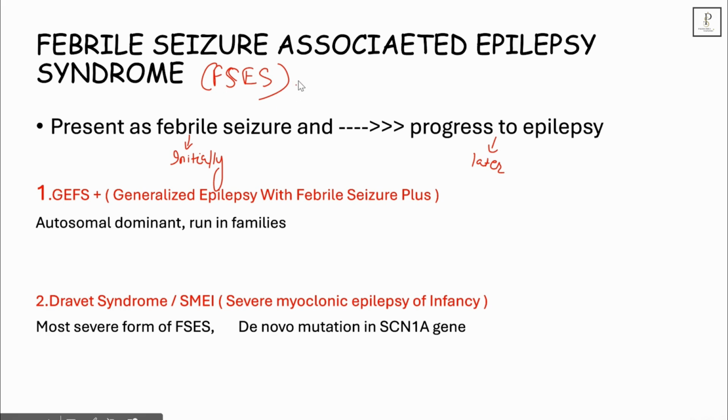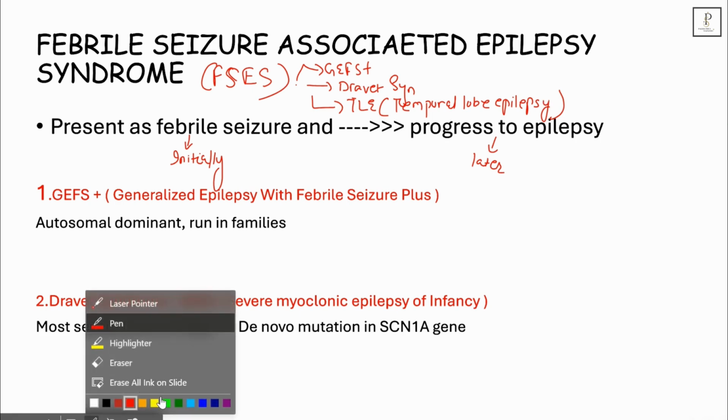There are three febrile seizure associated epilepsy syndromes which are very important. One is GEFS plus, another is Dravet syndrome, and another is temporal lobe epilepsy. These three are important febrile seizure associated epilepsy syndromes which you need to remember.